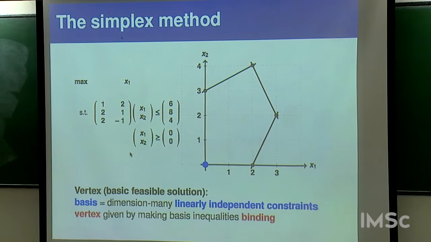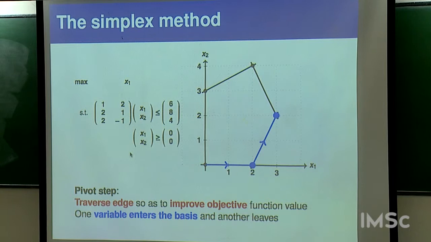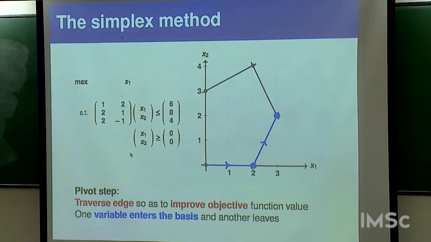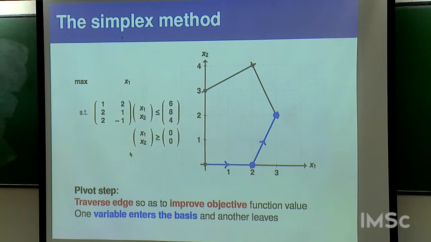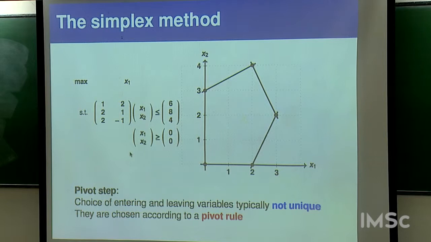So what's a pivot step? Well, it's simply walking along an edge of this polyhedron so as to improve the objective function. In every step, we're improving the objective function value, and we implement this by one variable entering the basis and one variable leaving it. In general, this example's too small to demonstrate, but there can be multiple choices of entering variable. There can also, due to degeneracies, be multiple choices of leaving variable as well. And we make our choices of exactly which ones to pick for both of these according to some pivot rule.